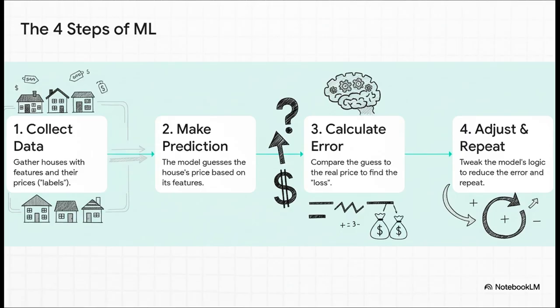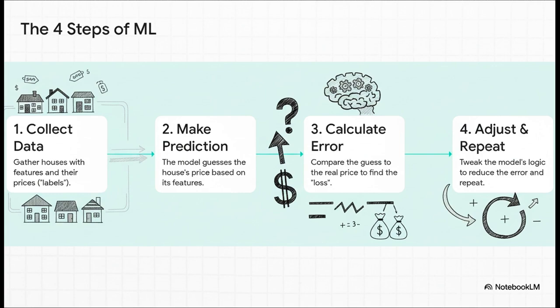First, you collect data. I'm talking thousands of examples of houses, with all their details, and crucially, the actual price they sold for. That's the right answer. Then, the model makes a guess, a prediction. Now, step 3 is the important part. It calculates the error. It looks at its guess, compares it to the real price, and sees how wrong it was. And finally, it uses that error to adjust its own internal logic, just a tiny bit, so it can make a better guess next time.